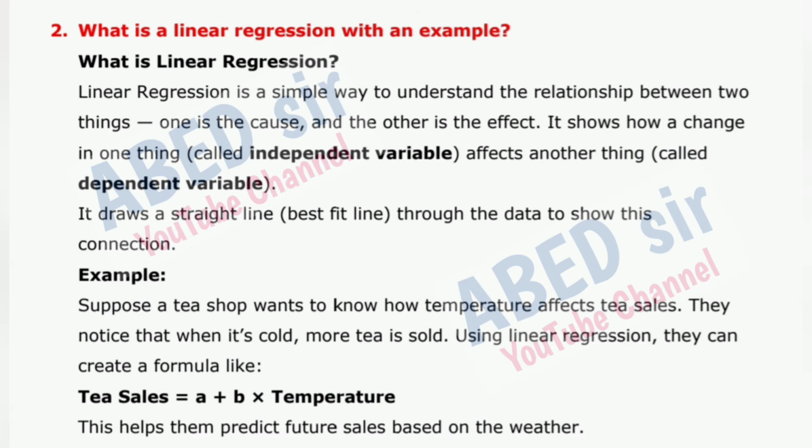Example. Suppose a tea shop wants to know how temperature affects tea sales. They notice that when it's cold, more tea is sold. Using linear regression, they can create a formula like tea sales = a + b × temperature. This helps them predict future sales based on the weather.